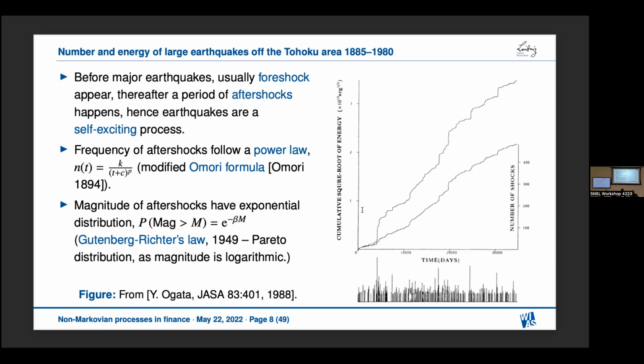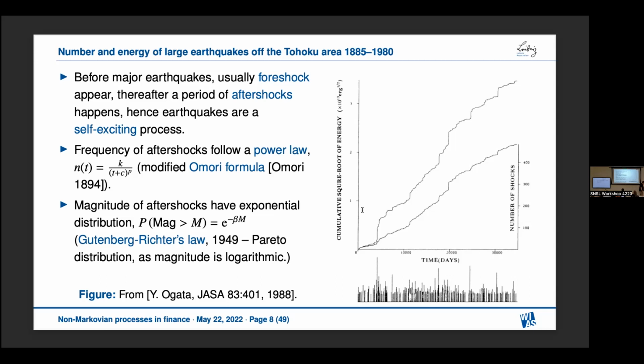This is basically what you observe. The number of shocks is here, and the second curve is the cumulative square root of energy. You can certainly identify some region where a lot of activity happens, which may be explained by this self-excitation. As I said, foreshocks often appear before major earthquakes, and aftershocks often appear after major earthquakes. But as I learned from reading this, it doesn't even have to be the case that there is one single main shock. It could also be that you have many shocks of similar magnitudes.